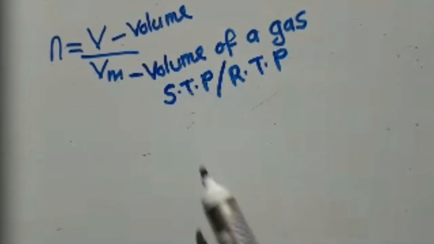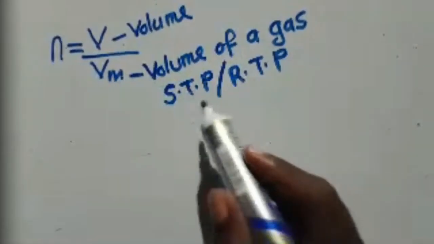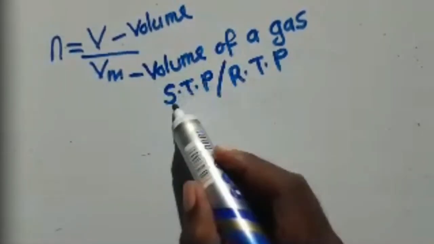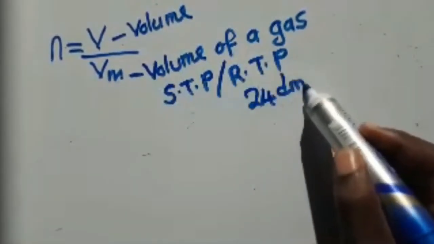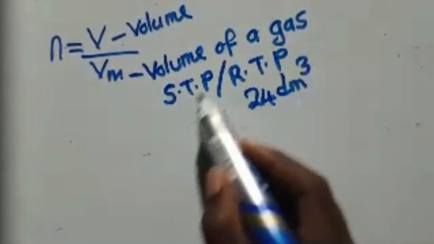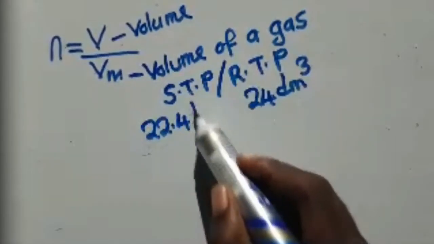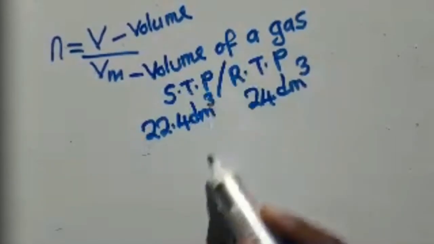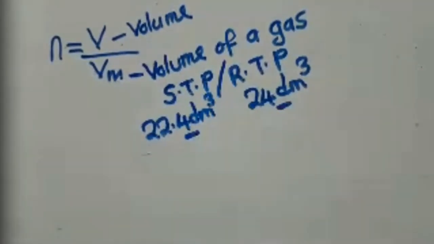We get to use this formula whenever you are dealing with the volume. You know that the volume at RTP is 24 dm cubed, while the volume at STP, we agreed and said it is 22.4 dm cubed. So this is the volume at STP, and this is the volume at RTP. These are some of the things that you need to know, get and understand.